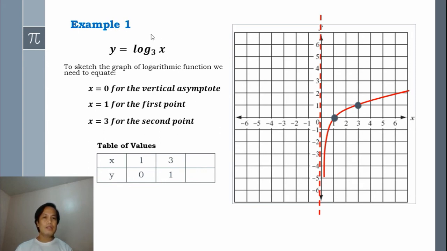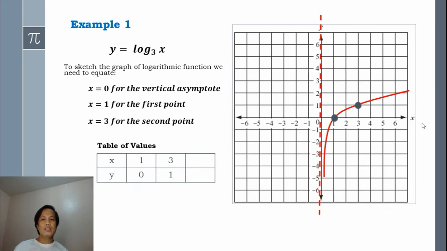As I've said, this function is in general form. That's why our graph intersects the point 1 and 0. And our vertical asymptote is the y-axis, or x equals 0. Now you have to remember that this graph goes down infinitely. I just do not have the arrow here, but it is assumed that this graph goes down infinitely.